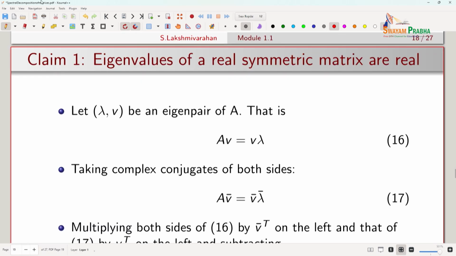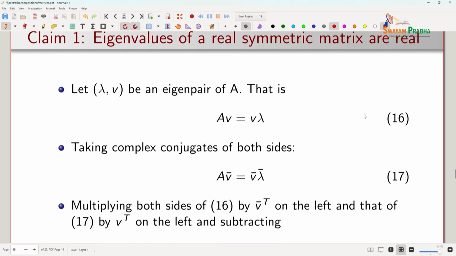Now, I am going to show a few of the claims. The eigenvalues of a real symmetric matrix must be real. You remember, I have already quoted this, now I am going to prove this, claim 1. Sometimes you keep using some result, but you need to know where it comes from. So, that is what I am trying to fill in here.